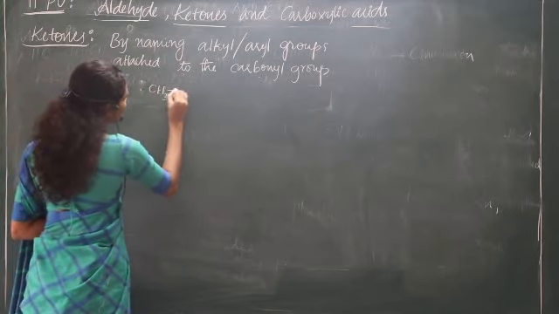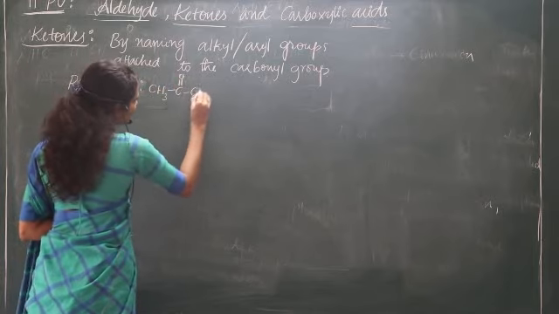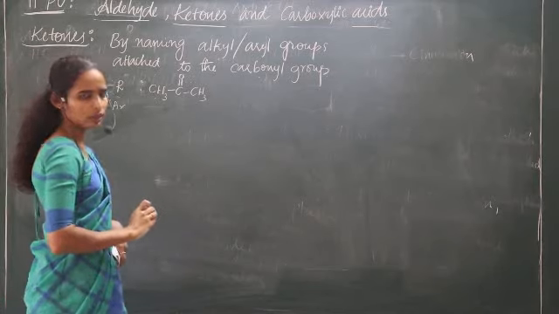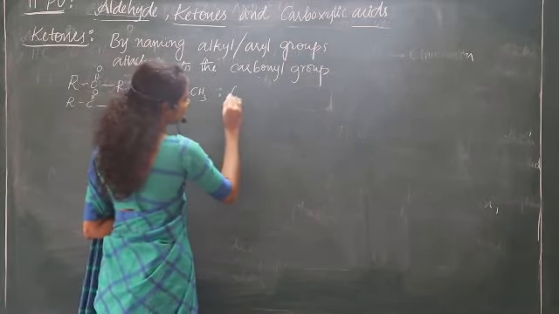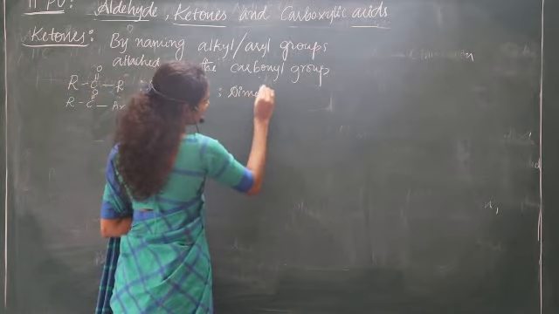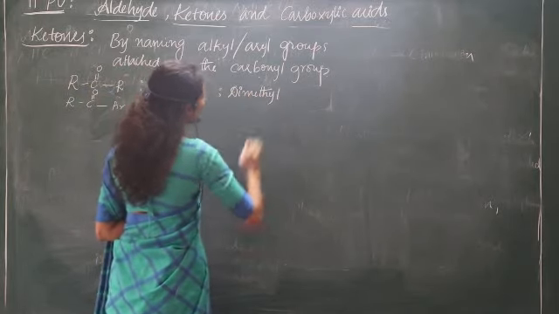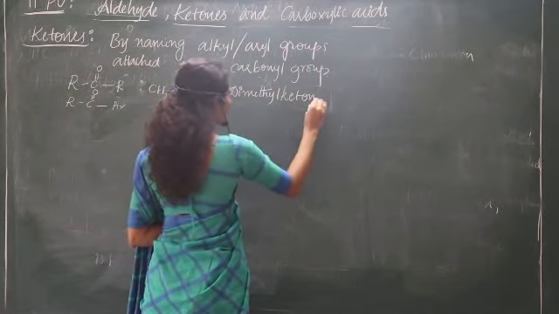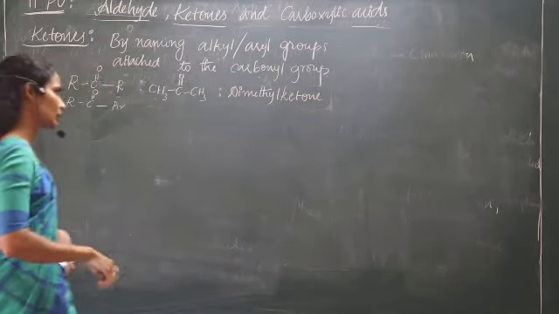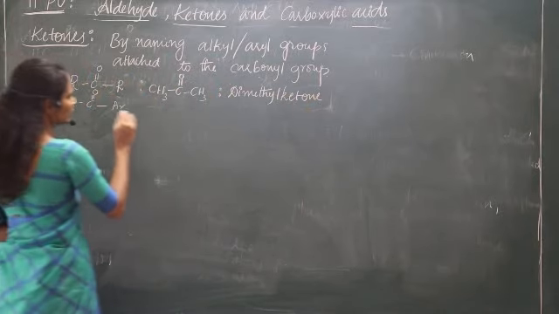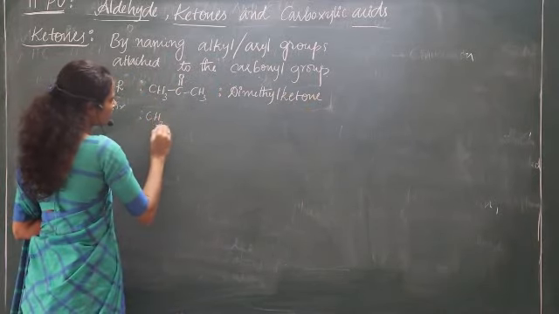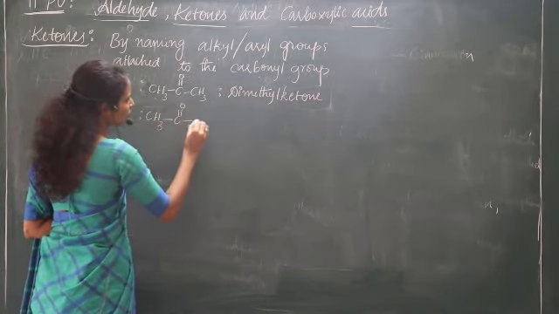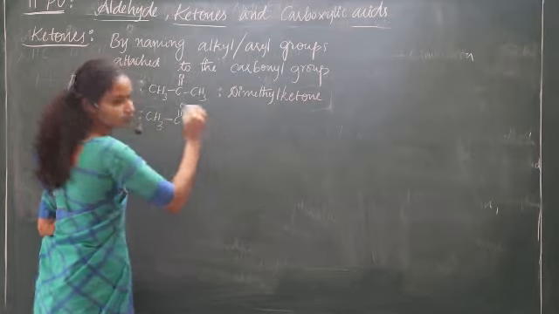CH3 C double bond O CH3. So dialkyl, alkyl ketone. The name of this compound is dimethyl ketone. Dimethyl ketone, right? Now for this, CH3 C double bond O C6H5, right?